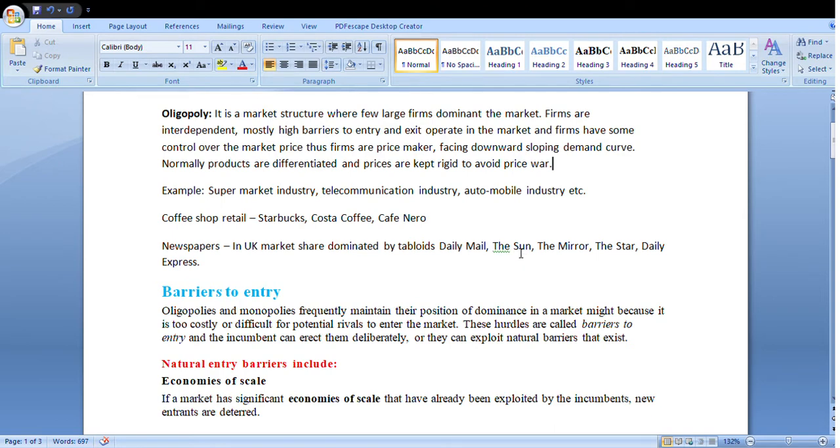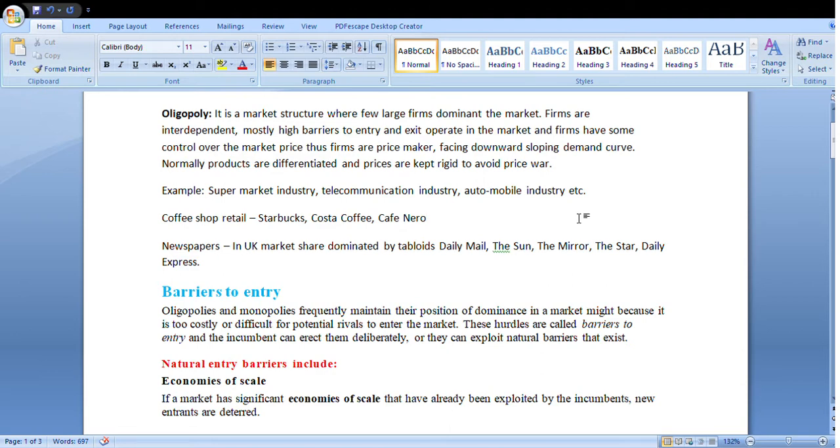Oligopoly is a market structure where few large firms are dominant in the market. So look at the word here, Fatima, that is dominant. Few large firms are dominant in the market. Firms are interdependent. Interdependent means there is a relation with each other. The behavior of one firm has an influence on others. That means they are interdependent.